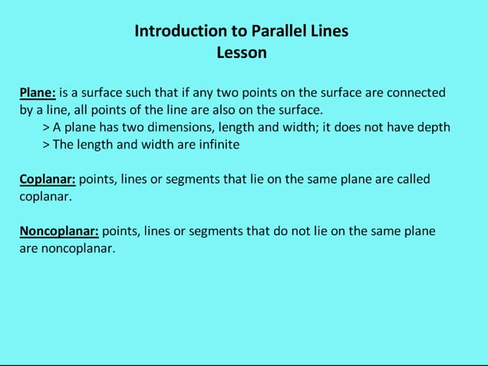Now, a segment can lie in a plane, a point can lie in a plane, and if points, lines, or segments lie on the same plane, we call them coplanar. Non-coplanar points, lines, or segments are segments, points, and lines that don't lie on the same plane.